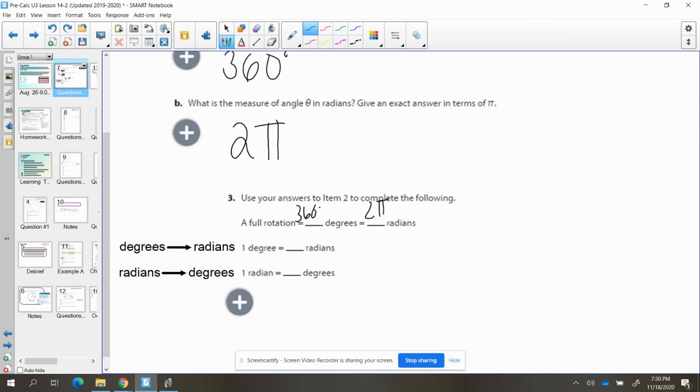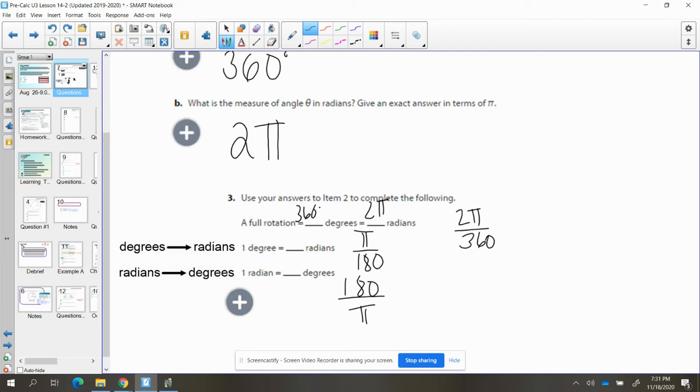And if we convert, 1 degree is going to be worth pi over 180 radians, because we're looking at the simplification of 2 pi over 360, right? We're trying to get our degrees to become radians. On the flip side, if we want to find 1 radian in degrees, that's going to be 180 over pi, because of the flipped fraction of 360 over 2 pi simplified, okay?